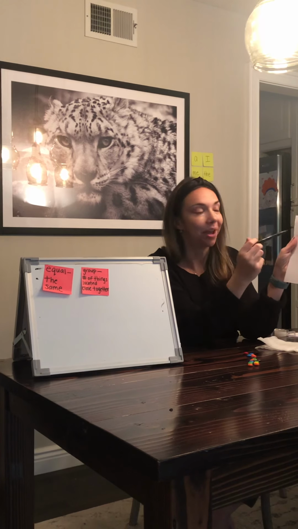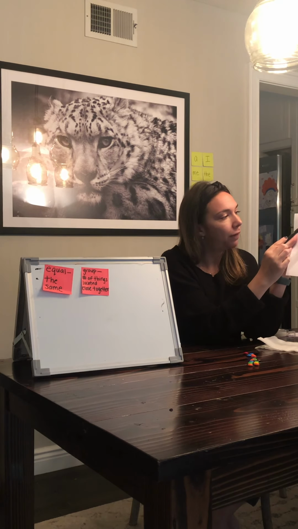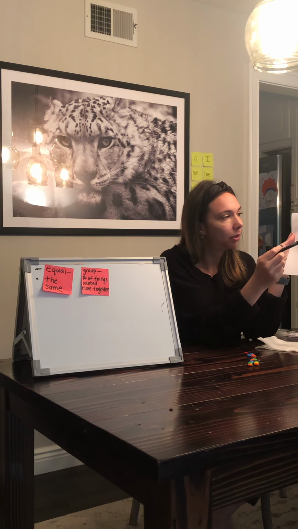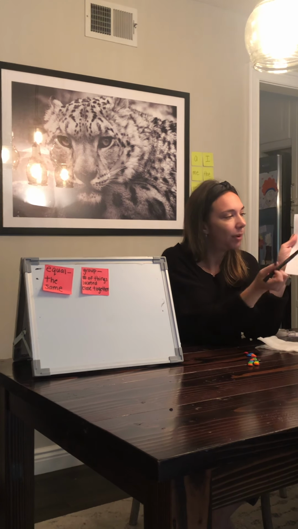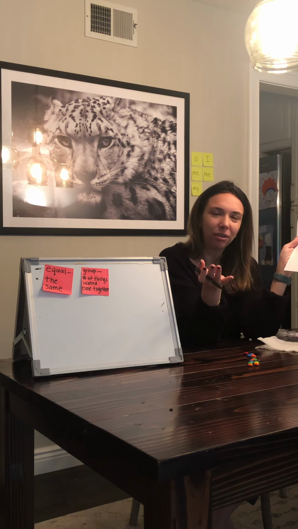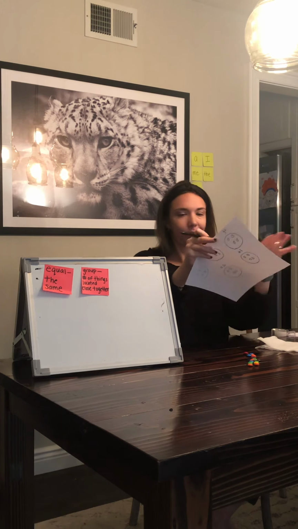So we'll pretend these are the M&Ms. Here we have 4 M&Ms in each group. We have 5 groups, and then we count them. So we have 4, 8, 12, 16, and 20. Wasn't that so much more efficient than counting one by one? I love it.